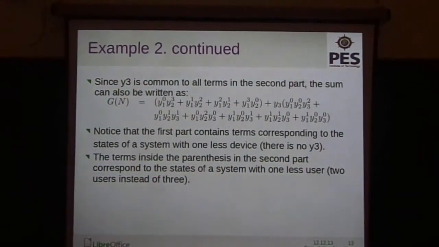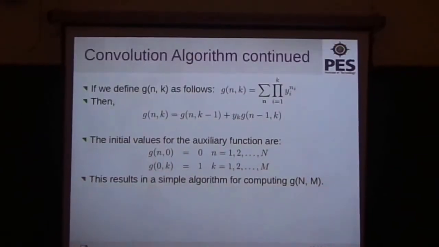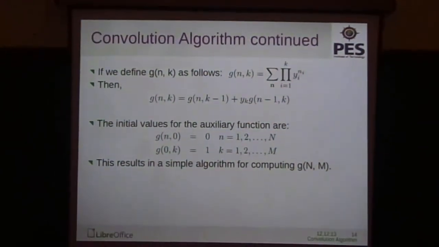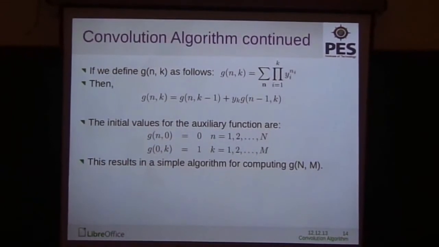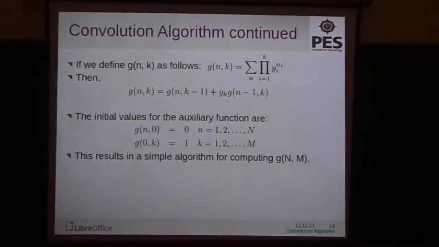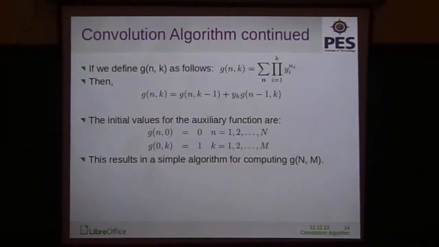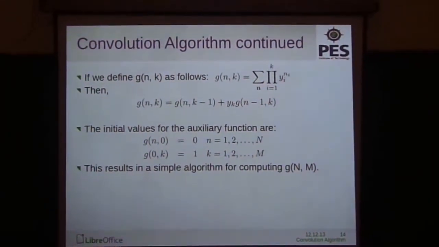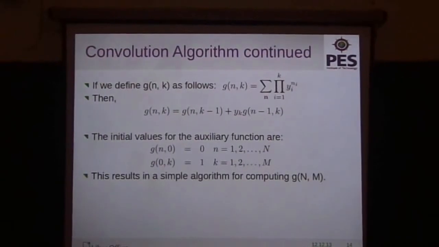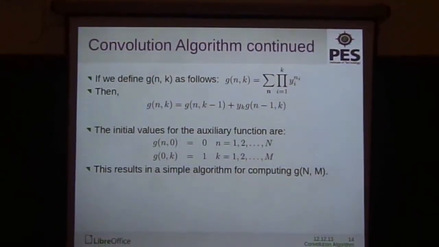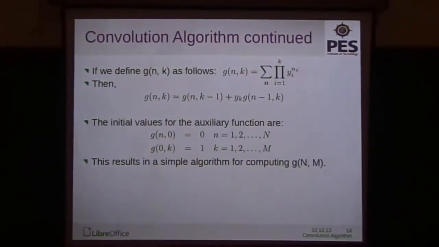instead of 3. If we define g of n, k as follows, g of n, k equals the summation of the product of yi to the power ni, i equals 1 to k, then g of n, k will be g of n, k minus 1 plus yk times g of n minus 1, k.